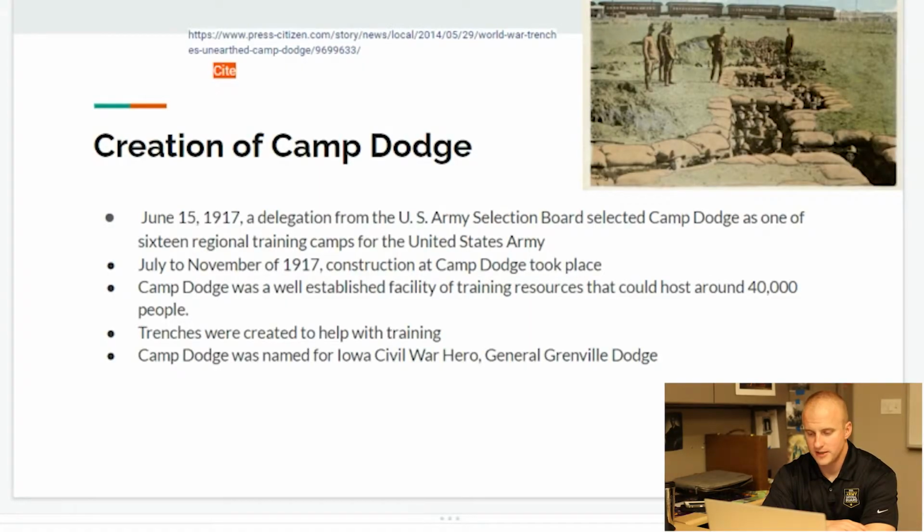And this facility was actually very well built. It could host around 40,000 people at its capacity. Something interesting to note is that trenches were created to simulate trench warfare so that they could practice those tactics. This is something that, as Iowans, we had forgotten about over time until it was discovered that the trenches were still there and they were unearthed, and not too long ago they were actually recreated. So today you can go up to Camp Dodge and see where this trench warfare training took place.